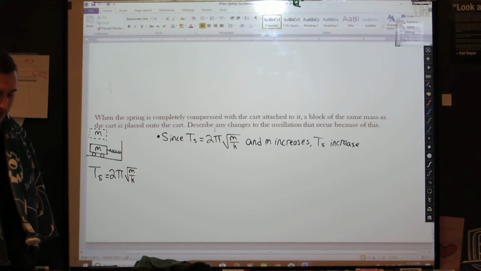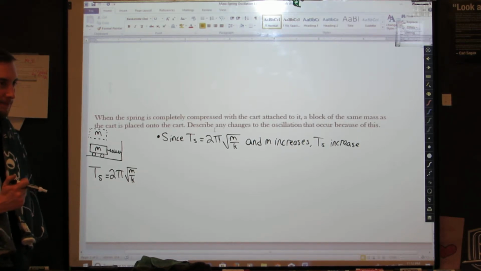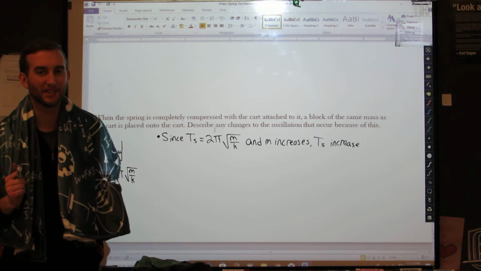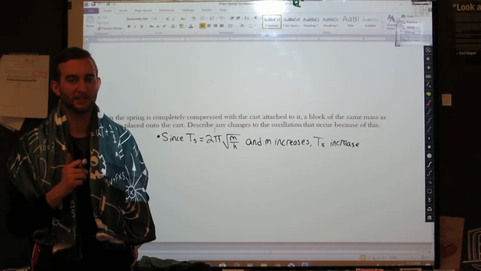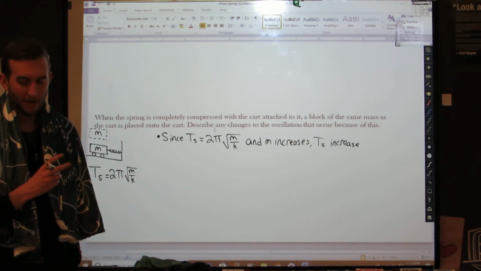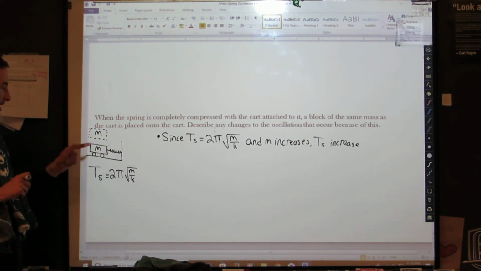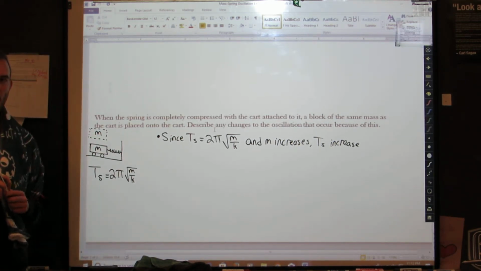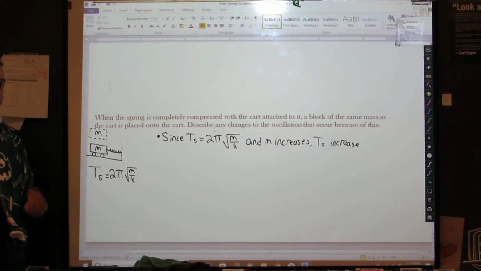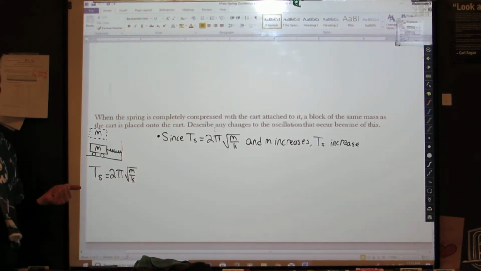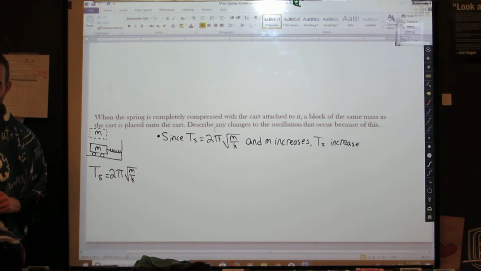So if the period increases, what this implies is that the system is not going to move as fast. Let's see if that actually ends up being true. If you are just placing another block on top of this cart, are you really adding any extra energy to the system? No, you're not. And you're actually not taking energy away either.